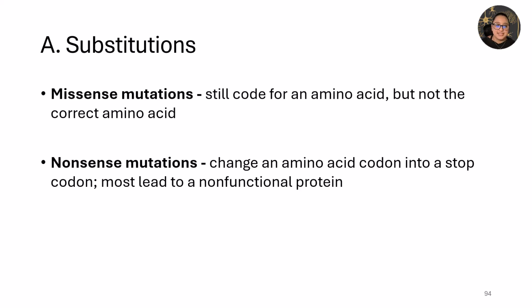The last example is nonsense mutations. In this case, there's a change in the codon, where instead of coding for an amino acid, it codes for a stop codon. This leads to nonsense, like you disrupted this whole protein because it doesn't even make an amino acid, it's just an early stop. Most of the time this leads to a non-functional protein. I'll show some pictures on the next few slides.